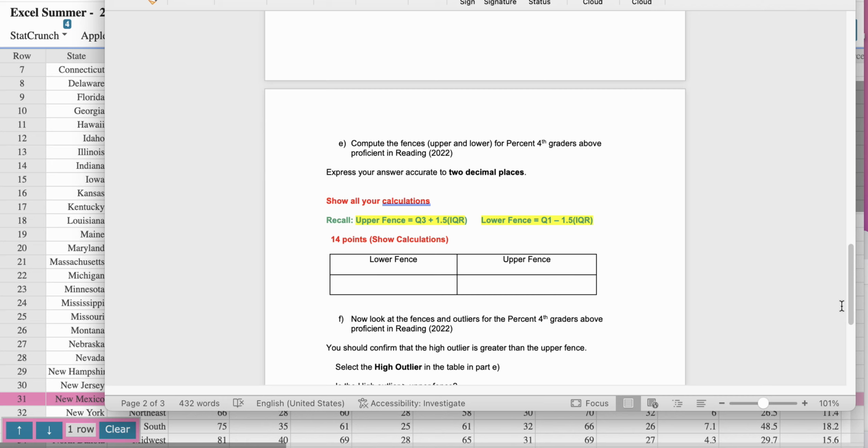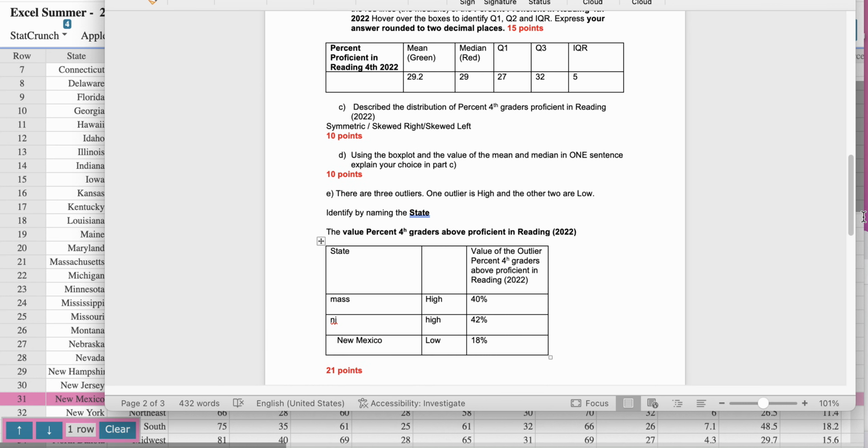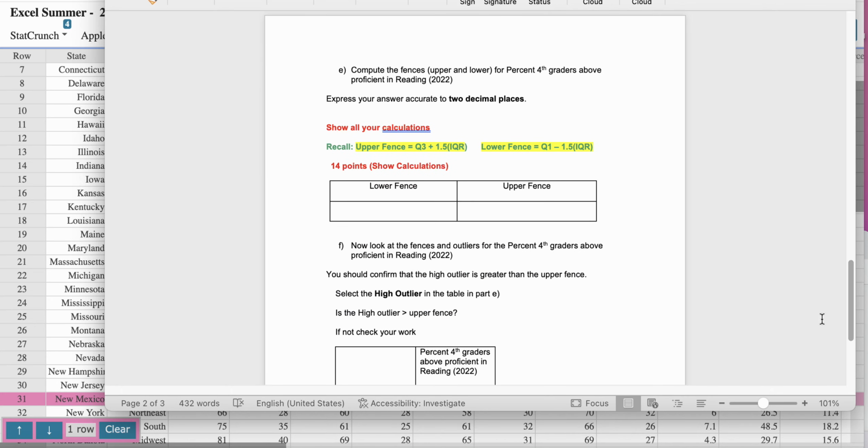Okay, we'll do the lower fence first. What was Q1? It was 27 and the IQR was 5. Low fence: 27 minus 1.5 times the IQR.